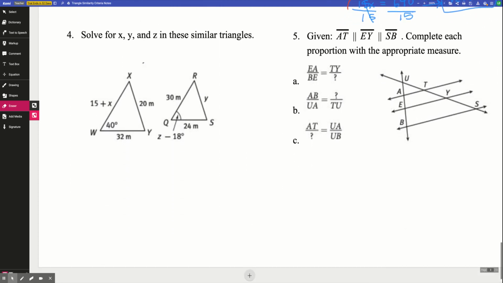Okay, so I want you to try number 4 on your own. I've got a couple of things to help you. Okay, so keep in mind that Z is attached to an angle, and angles are equal, right? So set some things equal. For X and Y, you're going to have to set up proportions and do some cross multiplications. So write proportions and cross multiply.